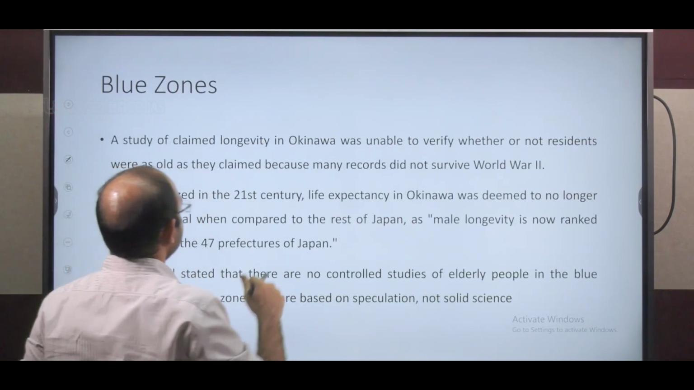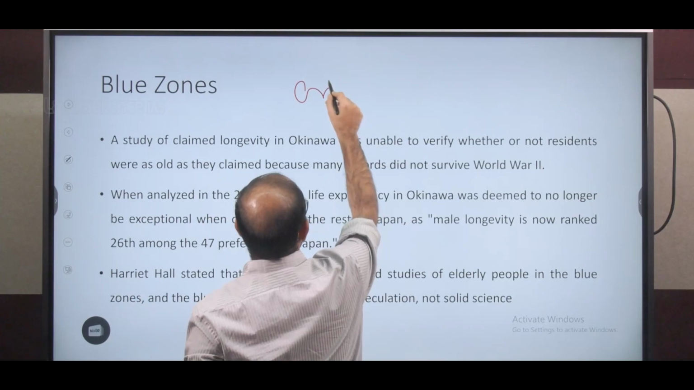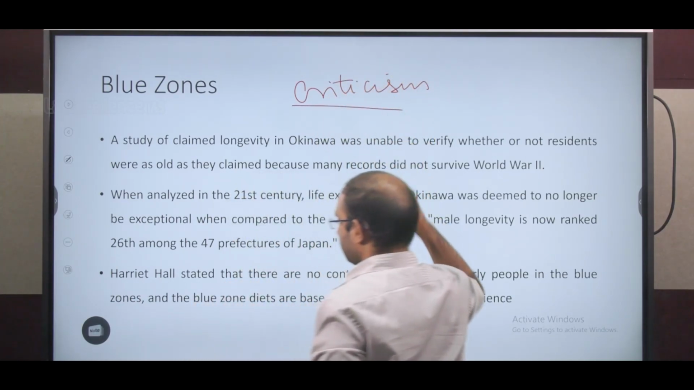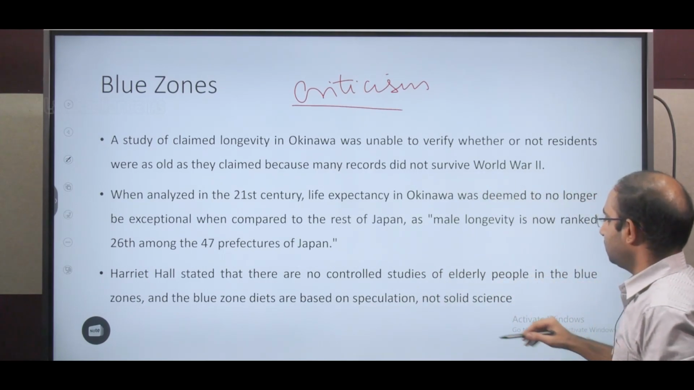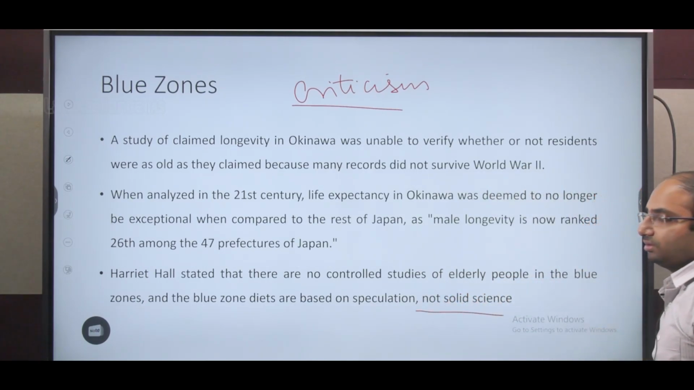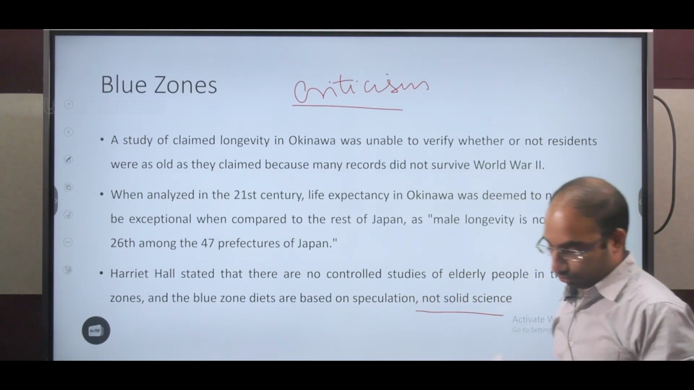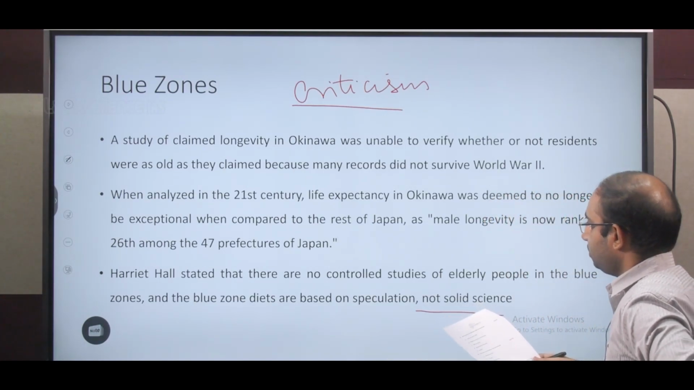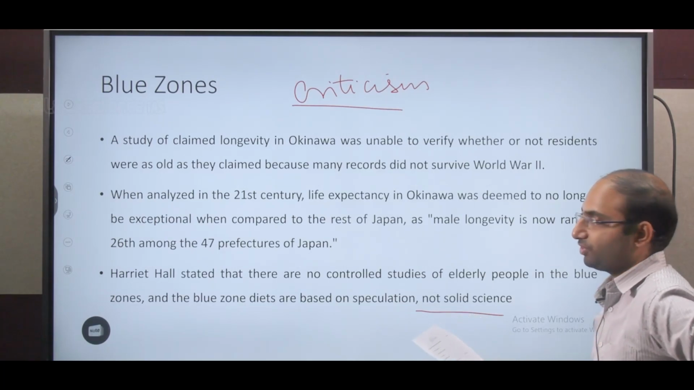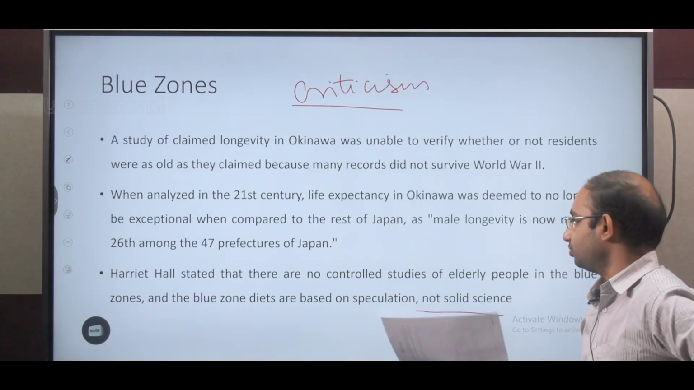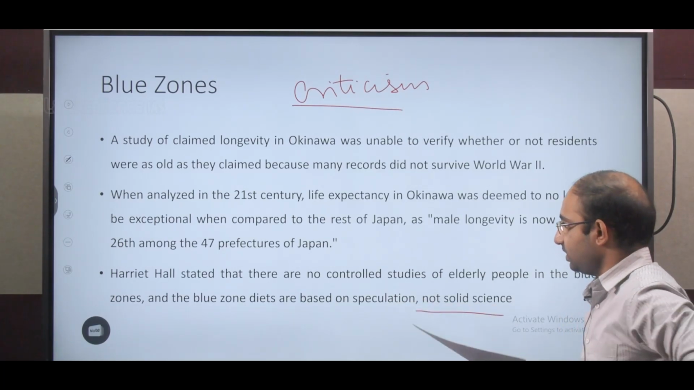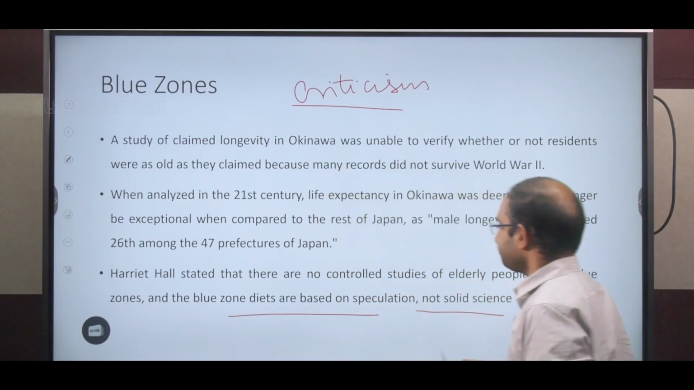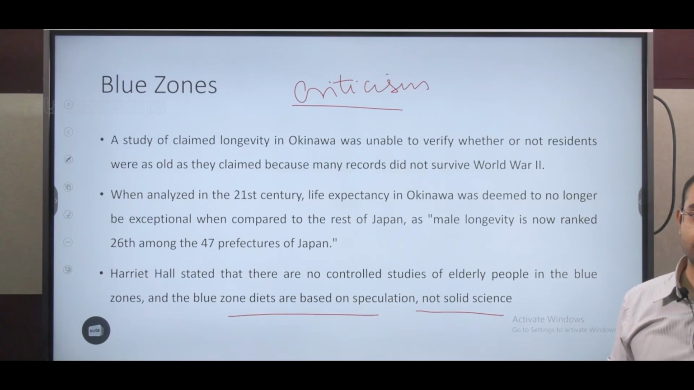And then we can discuss criticism. There is also some criticism against this concept of blue zones. One of the criticisms is that these are largely not based on any scientific proof. They claim that this is not thoroughly investigated. It is just based on impression. People believe that blue zones are good, and that's why blue zones exist, and there is no scientific backing to blue zone diet or blue zone habits.